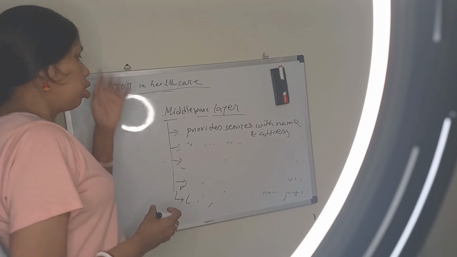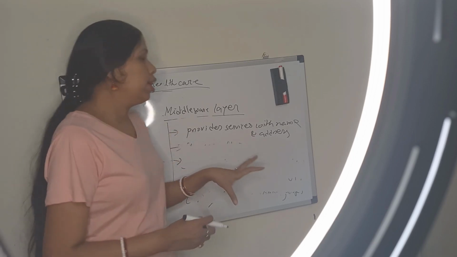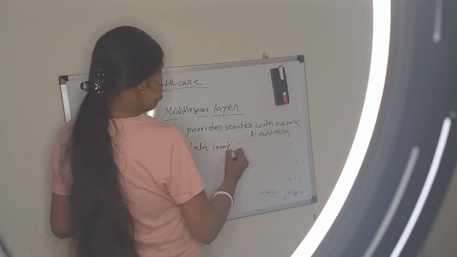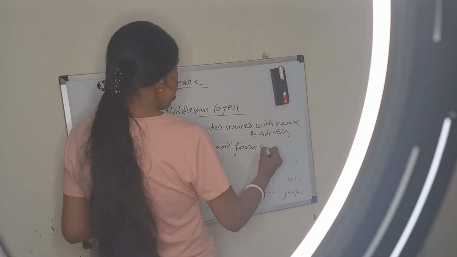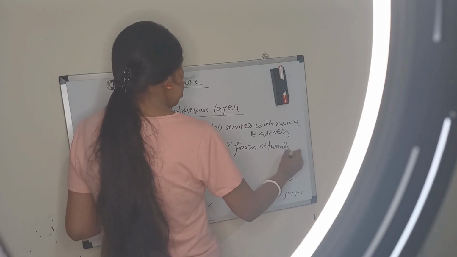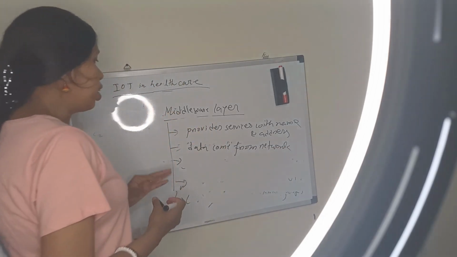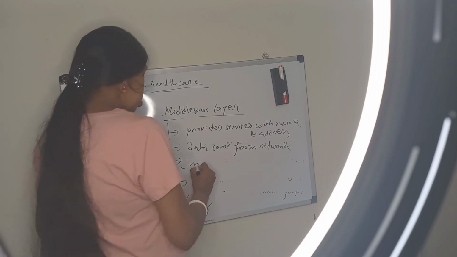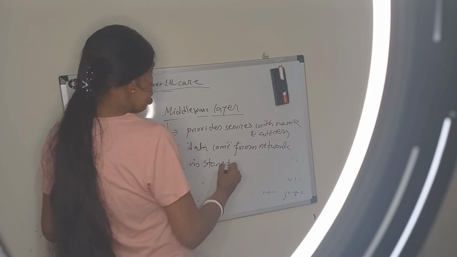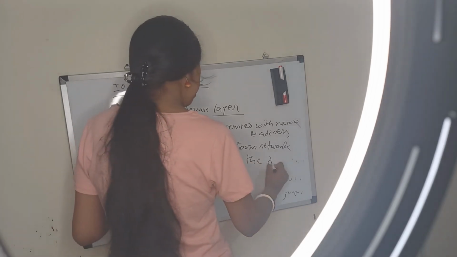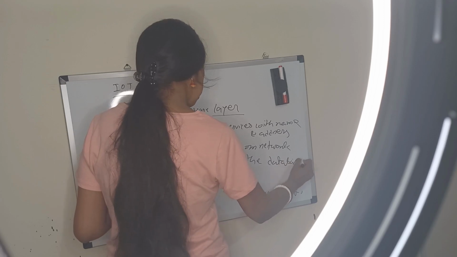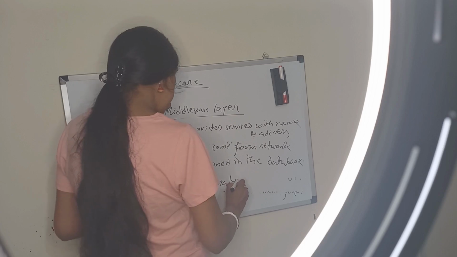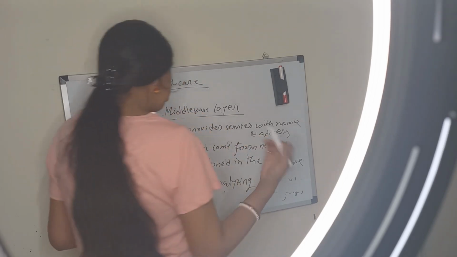Okay. Now, what will happen in this layer? In this layer, mainly the data will come from the network layer. Then whatever data is coming from the network layer is stored in the database for analyzing for future purpose.